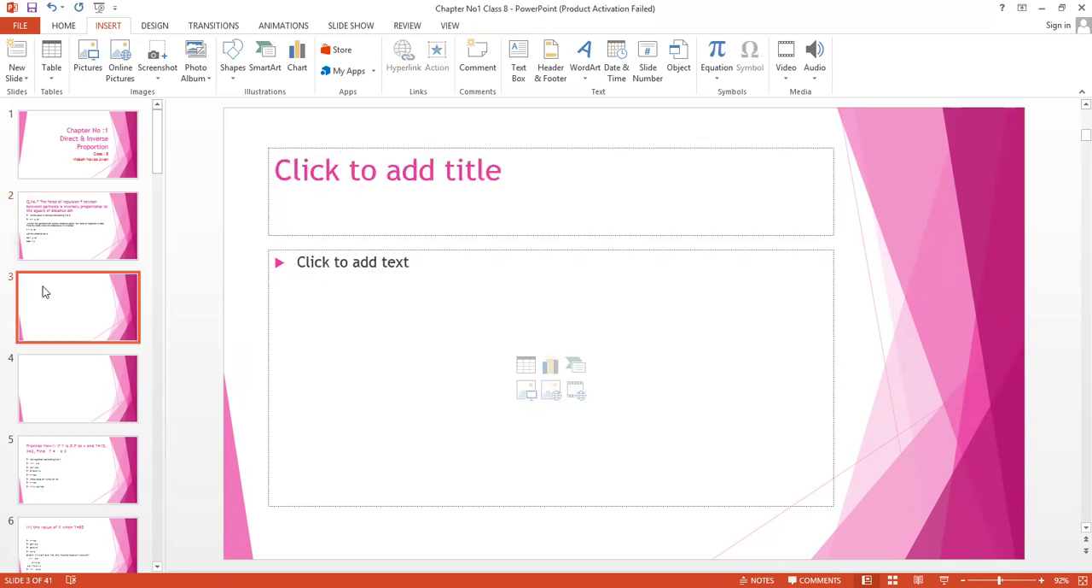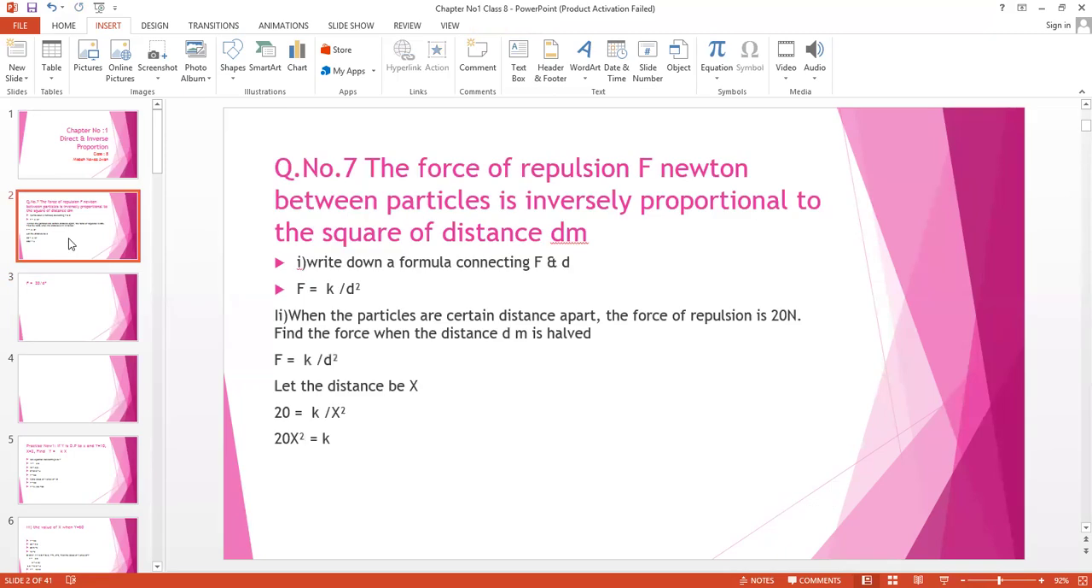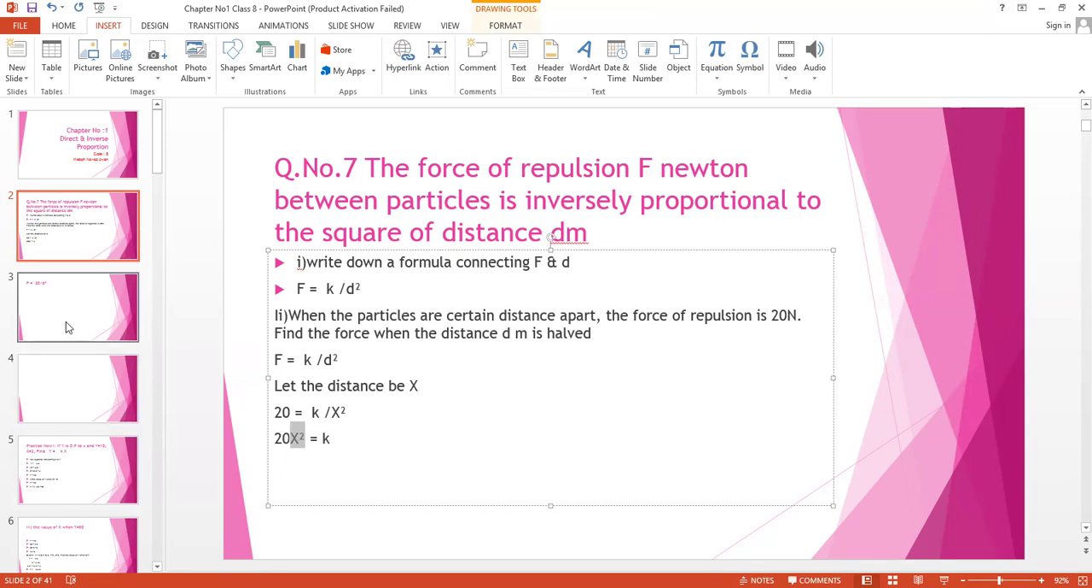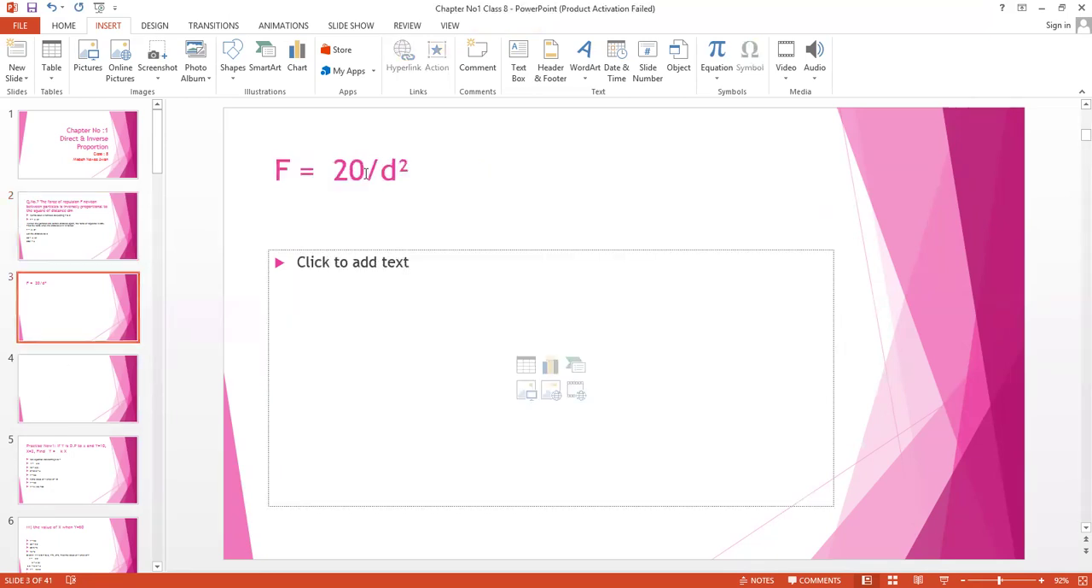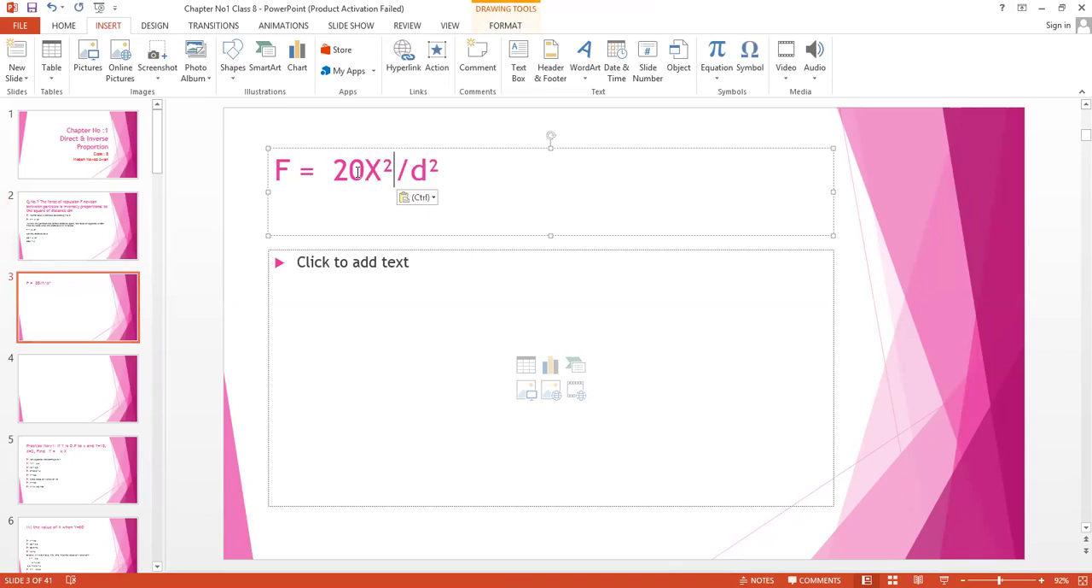Okay, I have to use the second place. Look here. Here I have to put the value of k, that is 20x square. I have to write x square. So here I have to write, okay, F is equal to 20x square over d square.